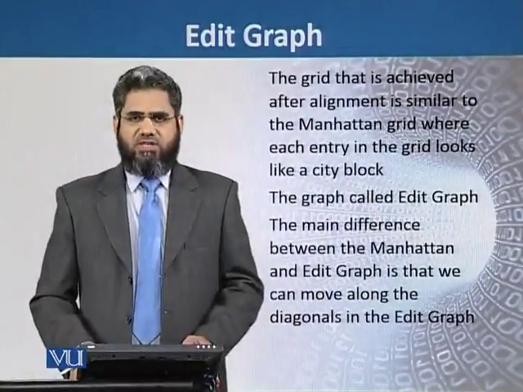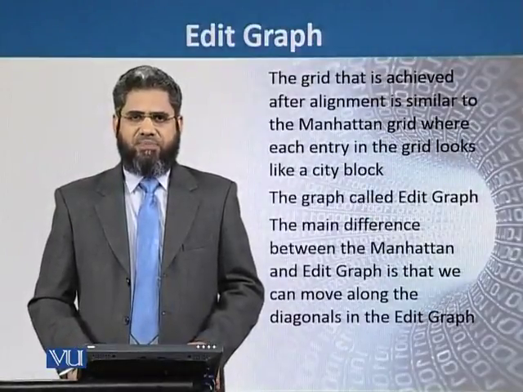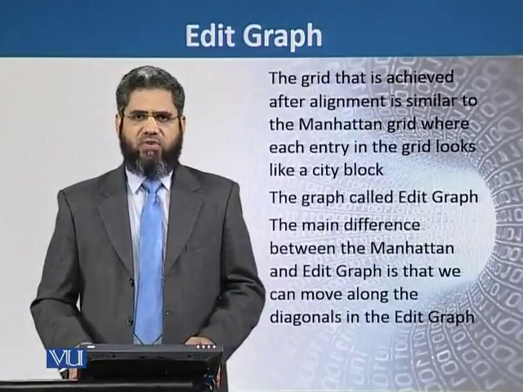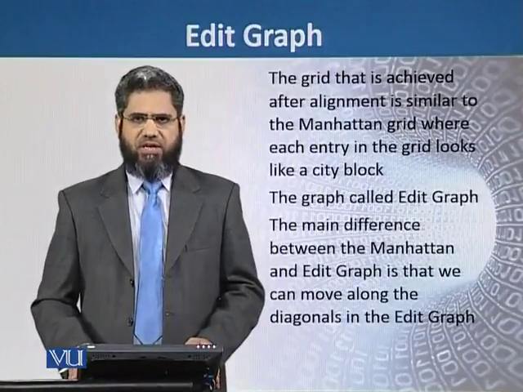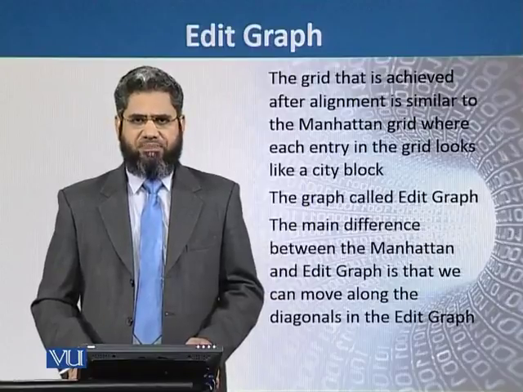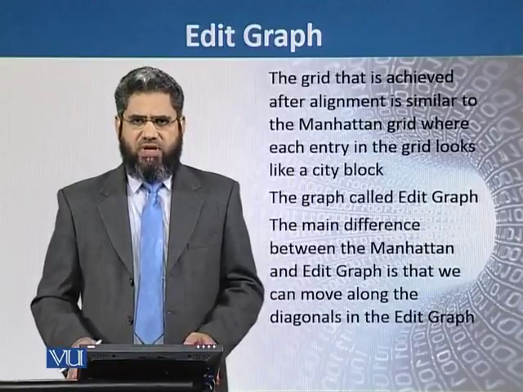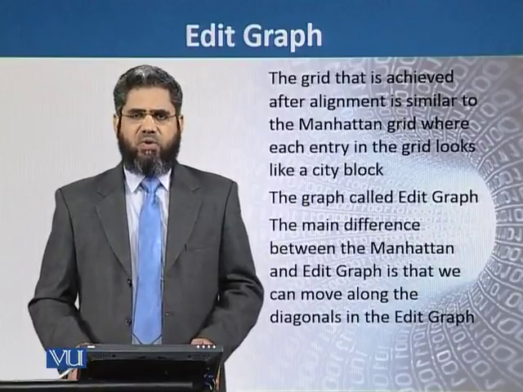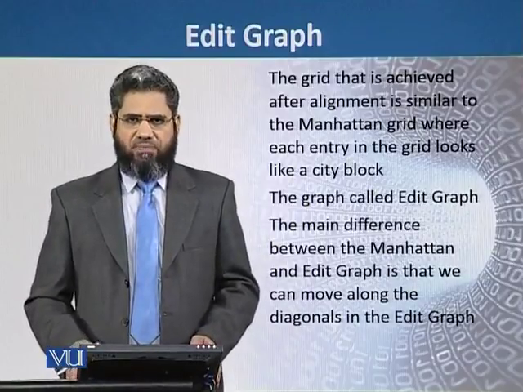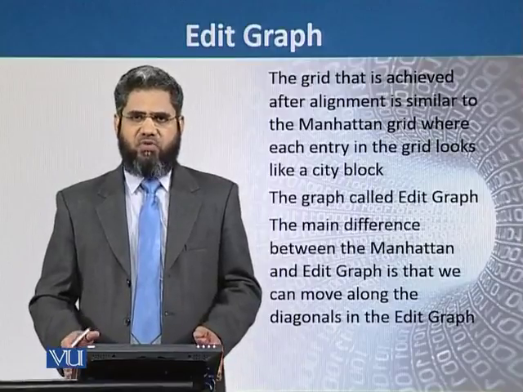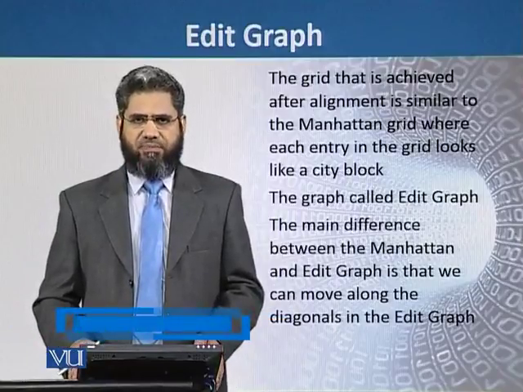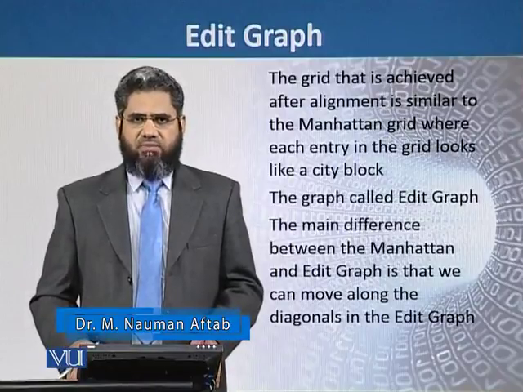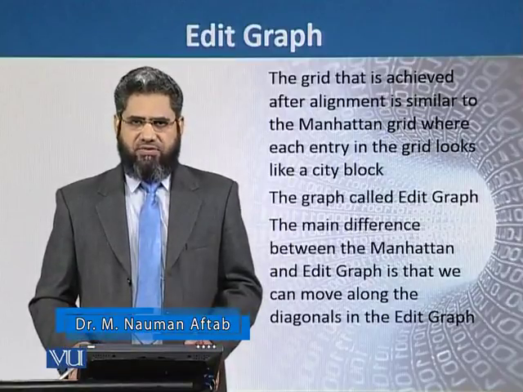The grid that is achieved after the alignment is almost similar to the graph that we have studied previously, that is the Manhattan tourist graph. So in the graph that we have achieved after alignment, each entry in the graph looks like the city block as we have seen previously in the Manhattan graph. So the graph that we have achieved after alignment is called the edit graph.